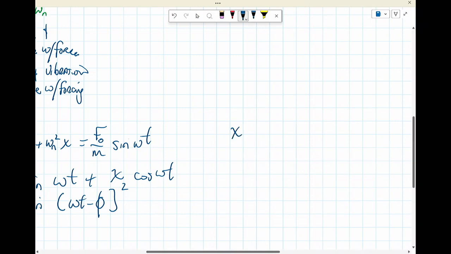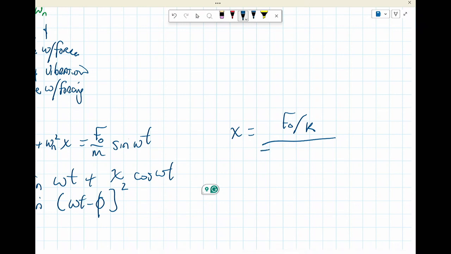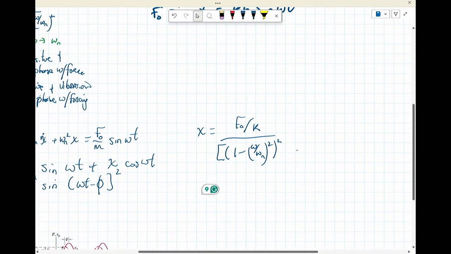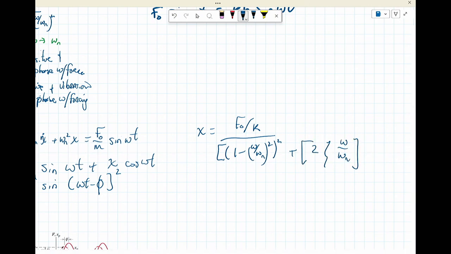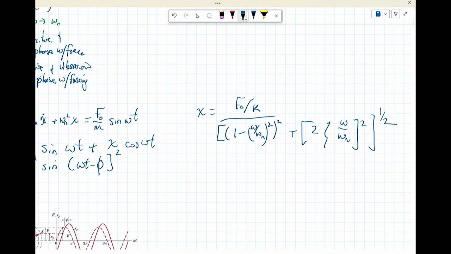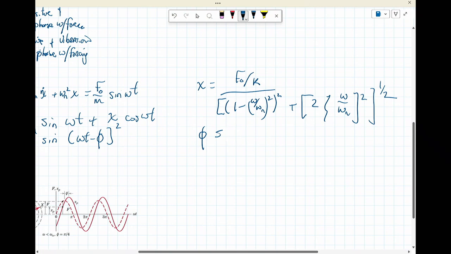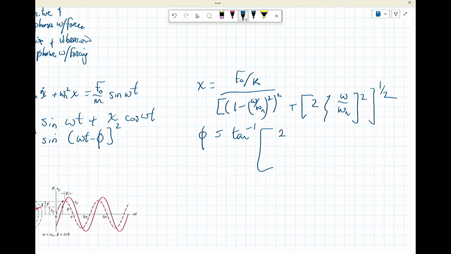I'm not going to have a lot of room on this one. That kind of changes your solution form, and it ends up looking like 1 minus omega over omega n squared, which was the same as before, squared, plus 2 zeta omega over omega n squared, to the 1/2. And phi is your phase separation, and it's inverse tan of 2 zeta omega over omega n over 1 minus omega over omega n quantity squared.